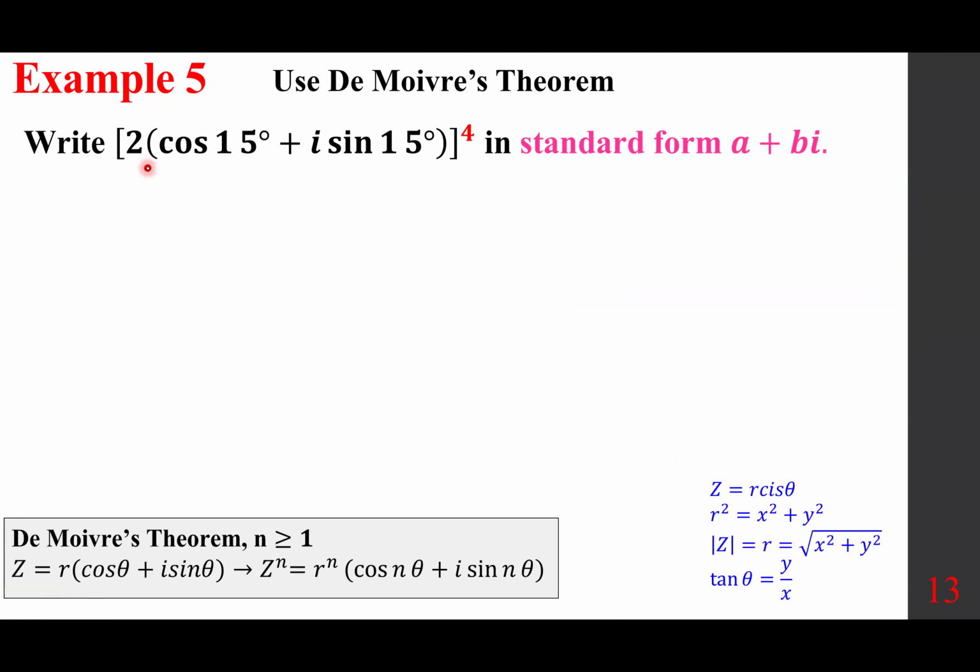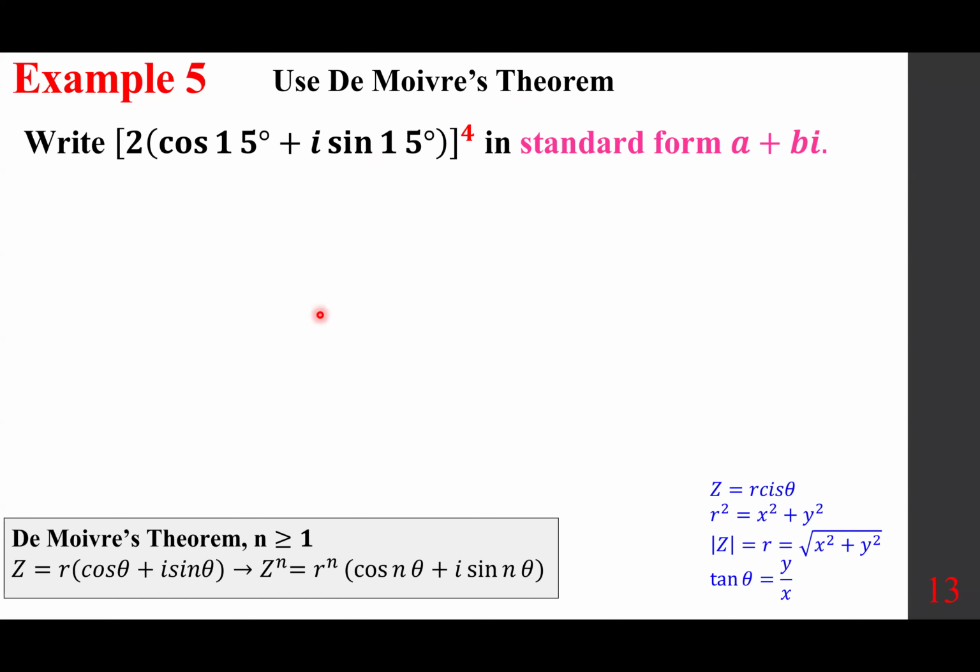Write 2 cosine of 15 plus I sine of 15 to the power of 4 in standard form of a plus bi. Okay. There are two ways to do that. You can write this one in standard form and raise it to the power of 4, which becomes pretty difficult. But just the way it is, we raise it to the power of 4 first, and then we bring it to standard form a plus bi. They say standard form or rectangular form. Why are we doing it that way?